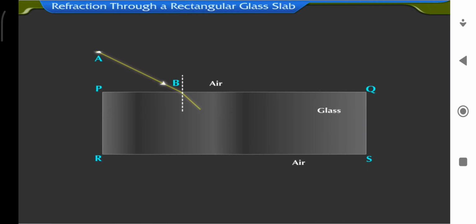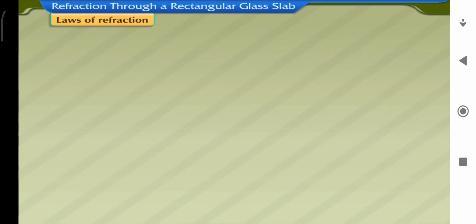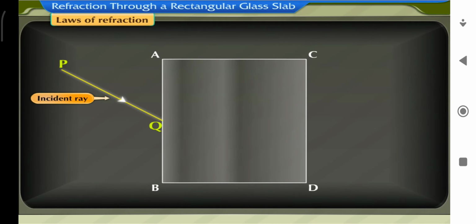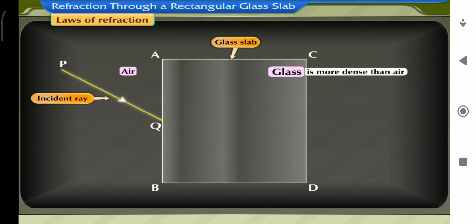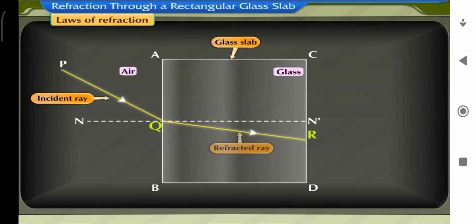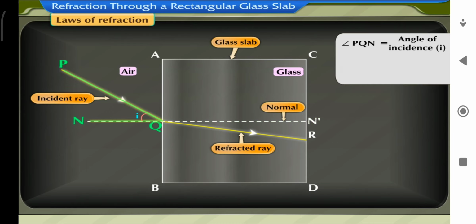Light rays on going from one medium to another follow the laws of refraction. Let us study the laws of refraction in detail. Laws of refraction. Consider a ray of light PQ incident obliquely at point Q on the surface AB of a glass slab. Since air and glass are two transparent media and glass is more dense than air, the ray of light gets deviated towards the normal and travels along the path QR. Here, NQN' is the normal at the point of incidence. The angle PQN is the angle of incidence I and angle N'QR is the angle of refraction R, and here I is greater than R.